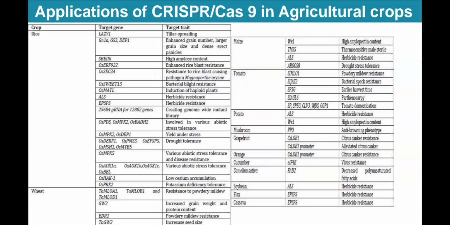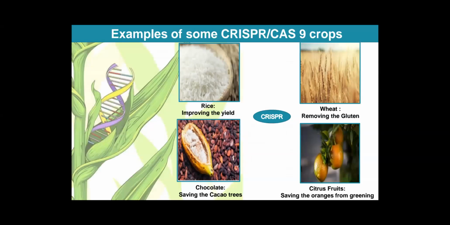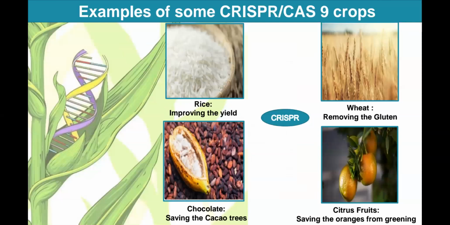Gene editing by CRISPR-Cas9 has been adopted in nearly 20 crops so far for various traits, including yield improvement, and biotic and abiotic stress management. Some of the examples include CRISPR high-yielding rice, low-gluten wheat, non-browning mushroom, saving the cacao trees for chocolate, and saving the oranges from greening. These are the examples.